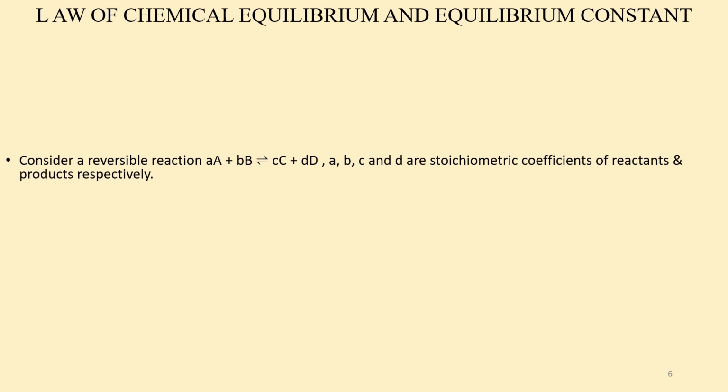Consider a reversible reaction aA plus bB in the forward direction forming the products cC plus dD, and the reverse direction is also possible because it is a reversible reaction. Here capital A and capital B are reactants, capital C and capital D are products. Small a, small b, small c and small d are the stoichiometric coefficients of reactants and products respectively.